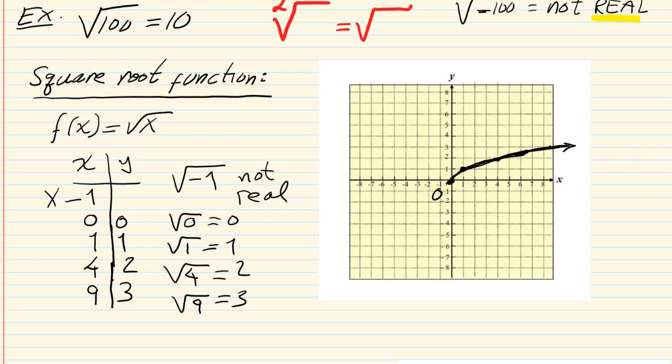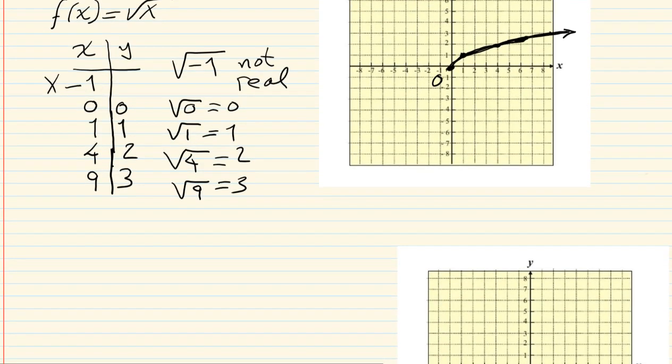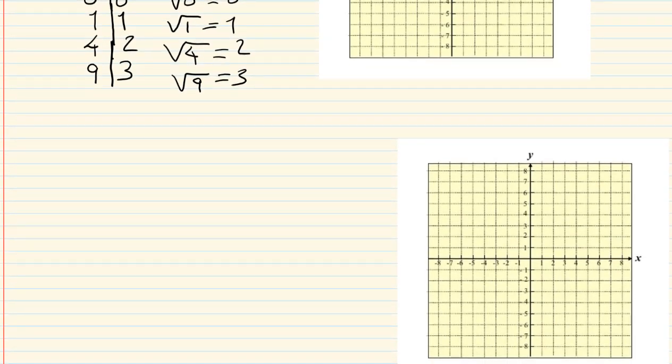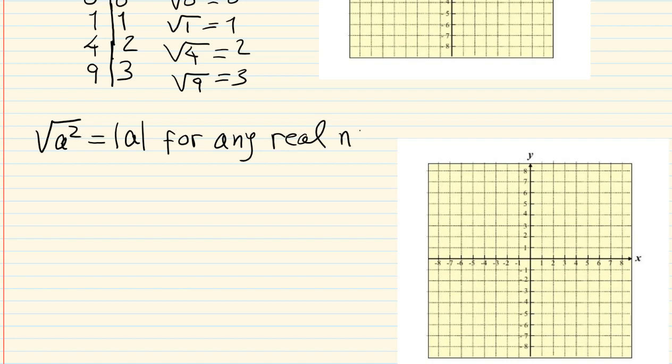Now, we're just going to keep track of this later on for our work. But for now, that's all we want to do with it. And now let's take a look at something like square root of a squared. Square root of a squared is going to be absolute value of a if a is any real number. For any real number a.